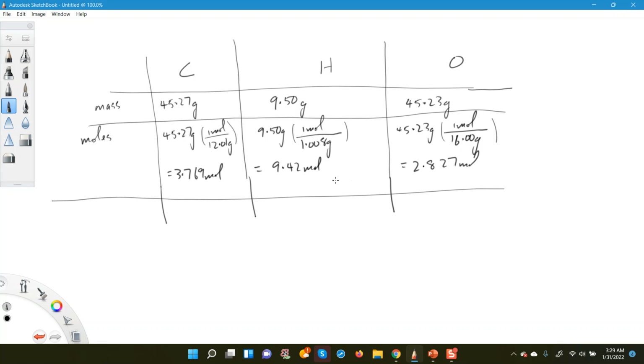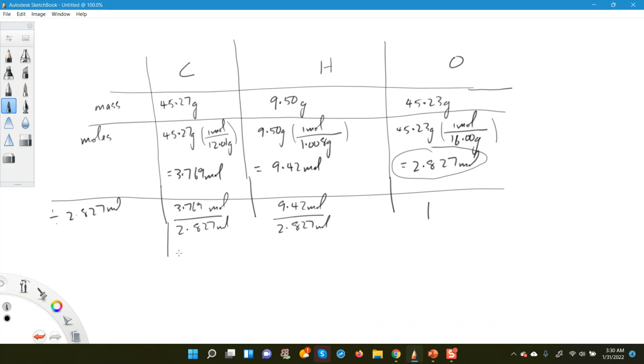The next step, as in the previous example, is to identify which of these has the lowest mole value, which is oxygen again, and we divide right through by that number, 2.827 moles. For carbon, that would be 3.769 moles divided by 2.827 moles. For hydrogen, it's 9.42 moles divided by 2.827 moles. And in the case of oxygen, that divided by itself will give you 1.